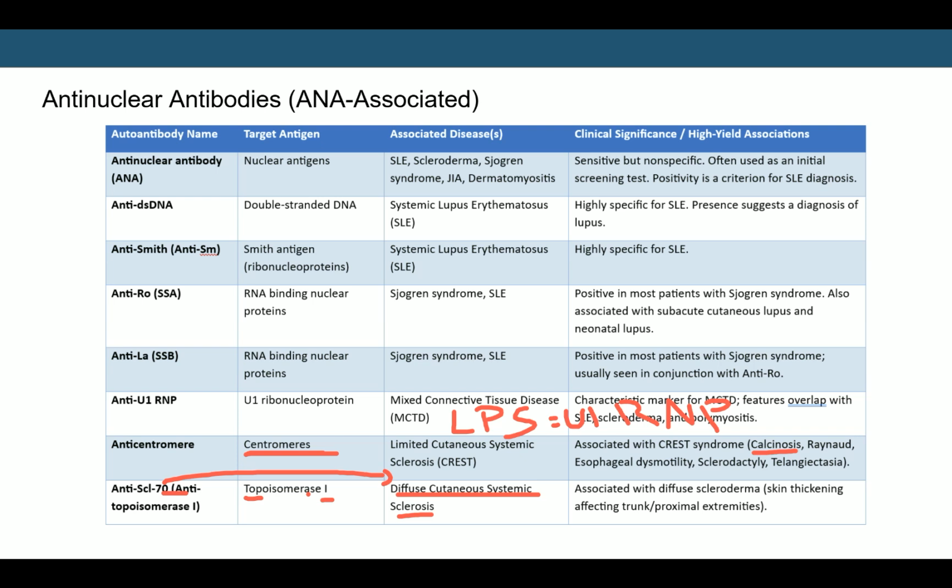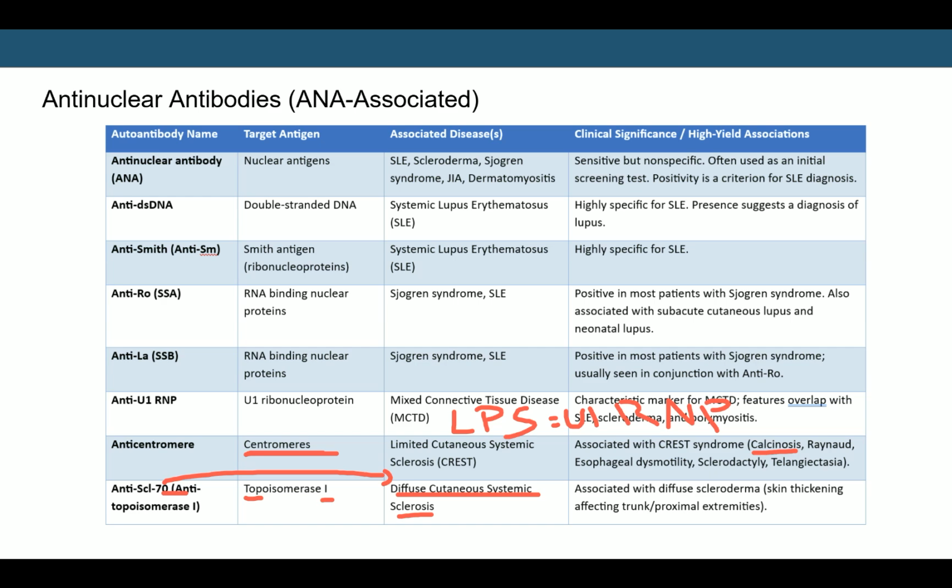Anti-topoisomerase 1 means that it's the top one that is dangerous. Is it diffuse or limited? It's going to be diffuse, which is more dangerous than limited. So the top one that's dangerous is the diffuse cutaneous systemic sclerosis. This is associated with diffuse scleroderma, which means skin thickening affecting the trunk and proximal extremities, and you also get renal problems and pulmonary problems.